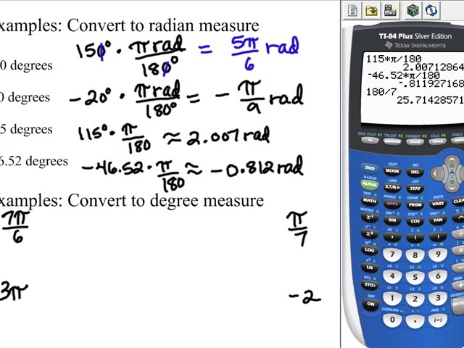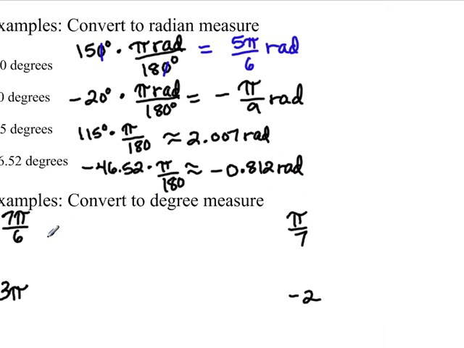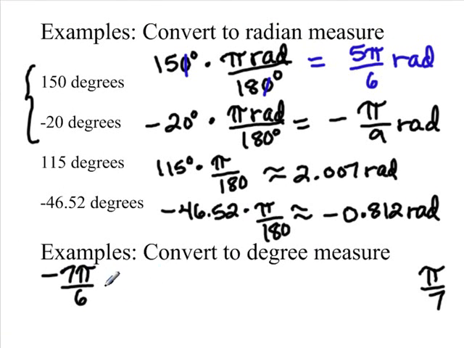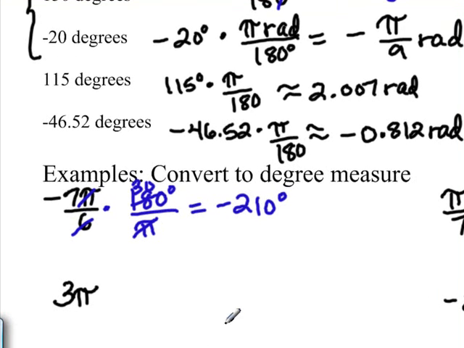Now, what about converting from radians to degrees? So here, if I have negative 7 pi over 6, I would have to multiply that by, since I'm going to degrees, 180 degrees over the equivalent, which is pi radians. So we notice that the pi's are going to divide out. 6 goes into 180 30 times, and then 30 times the negative 7 would be negative 210 degrees.